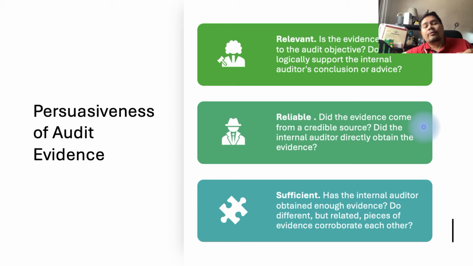Now, for us to say that the audit evidence is persuasive, it must be what? Reliable, relevant, and sufficient. So this should be present. Okay.